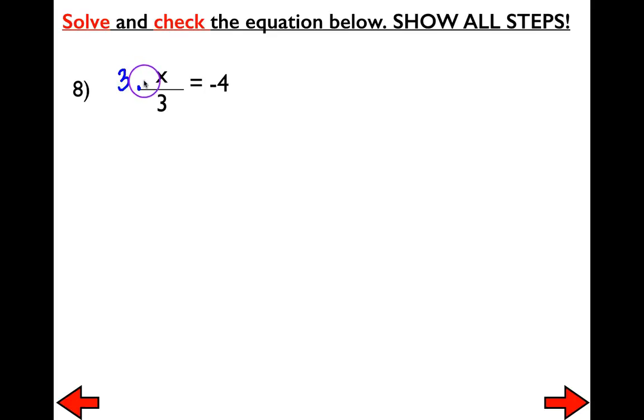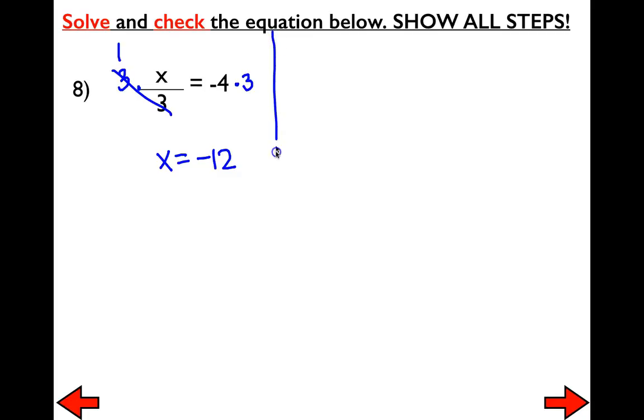So here, this is basically a multiplicative inverse. This creates 1, but whatever you do to one side, you must do to the other. So I'm going to go ahead and multiply by 3 there, leaving me with 1 times x, which is just x. Negative 4 times 3 is negative 12.